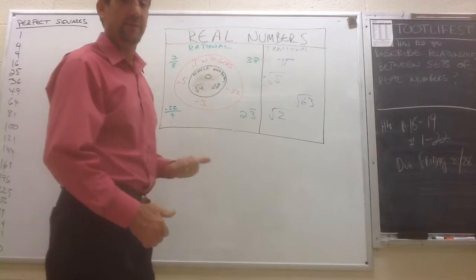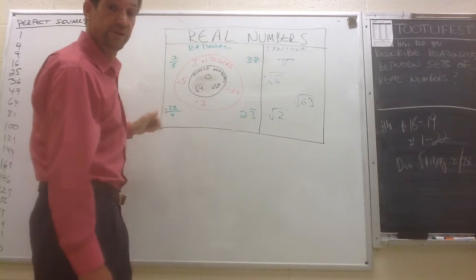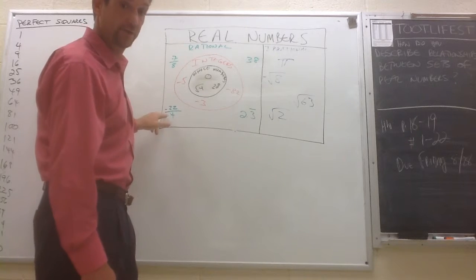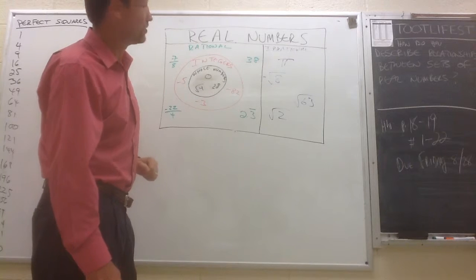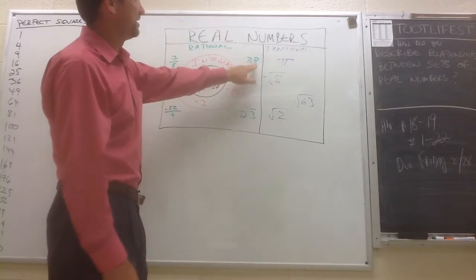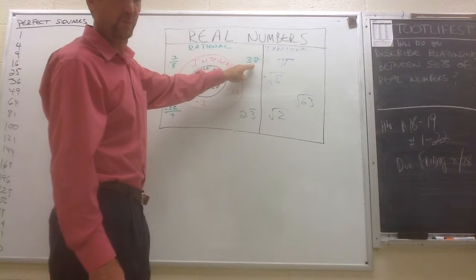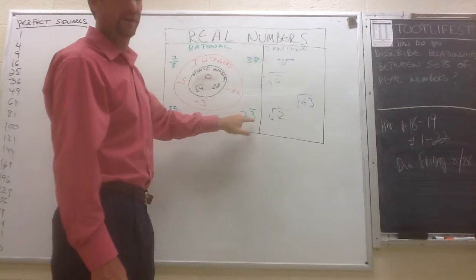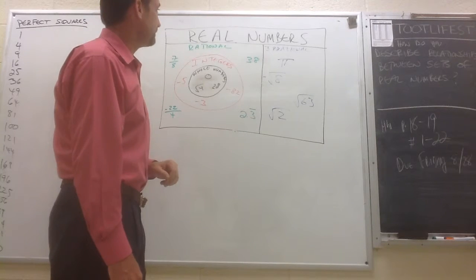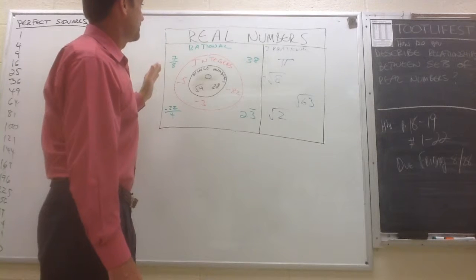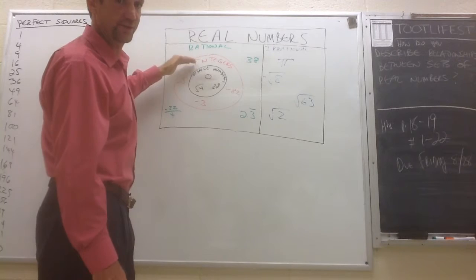Rational numbers, remember, can be written as fractions, like 7 over 8, negative 22 over 4. That's a fraction, therefore it's rational. And rational numbers, when they are written as decimals, one of two things happens. The decimal either terminates, like 3.8, or the decimal will repeat, like 2.33333, which we write as 2.3 repeating. Within the rational numbers, you have the set of integers.